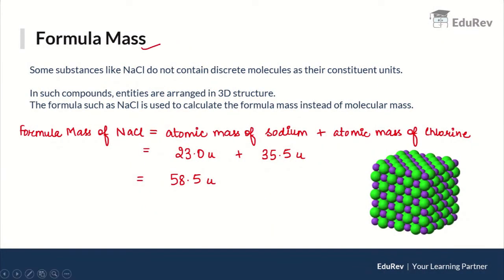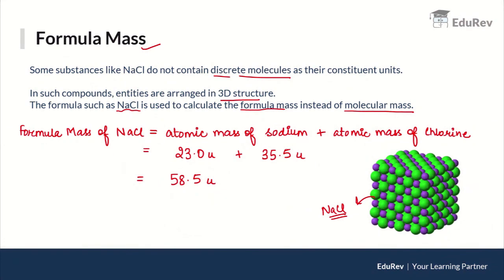Let us discuss formula mass. There are some substances, mainly ionic compounds, which do not exist as discrete molecules, like NaCl. You can see it in this picture as well. This picture is of NaCl packing. As you can see, there are a lot of units that join together to form a 3D structure. In such cases, the formula such as NaCl is used to calculate the formula mass instead of molecular mass. As you know, a molecular mass is for one molecule only.